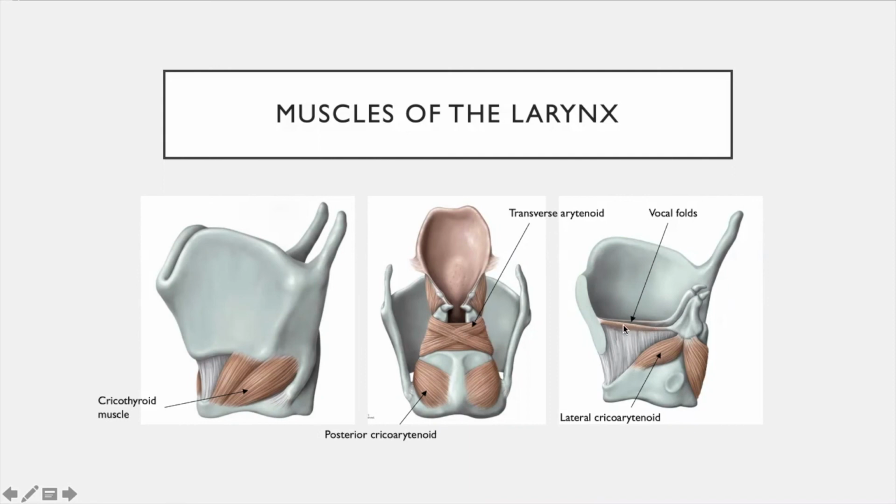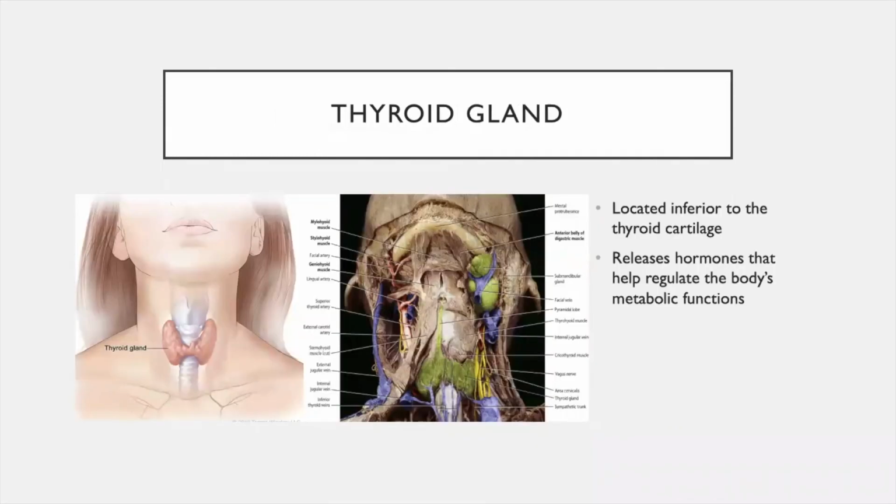They can most easily be seen from a superior view looking down into the larynx. Next, the thyroid gland. The thyroid gland is located inferiorly to the thyroid cartilage. It can be seen here colored green in this cadaver image. The thyroid gland acts to release hormones that help regulate a lot of the body's metabolic functions.